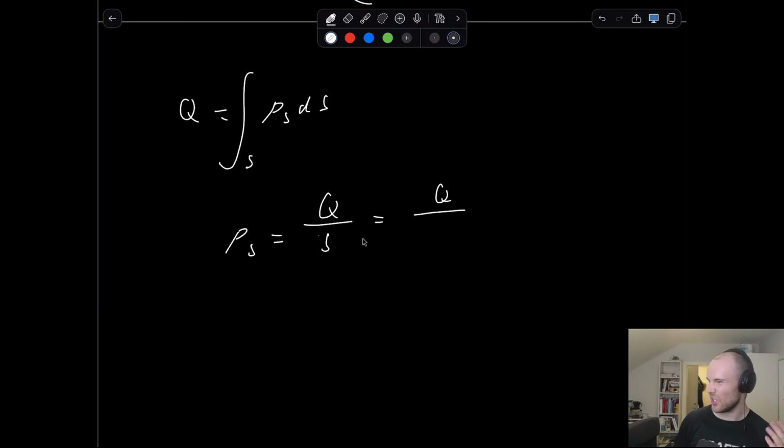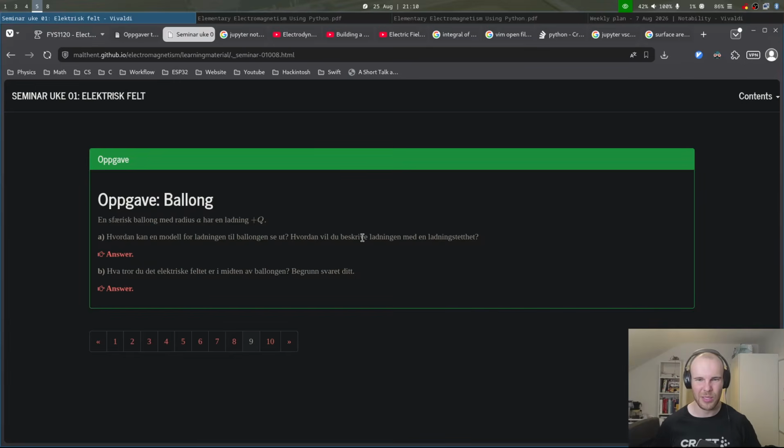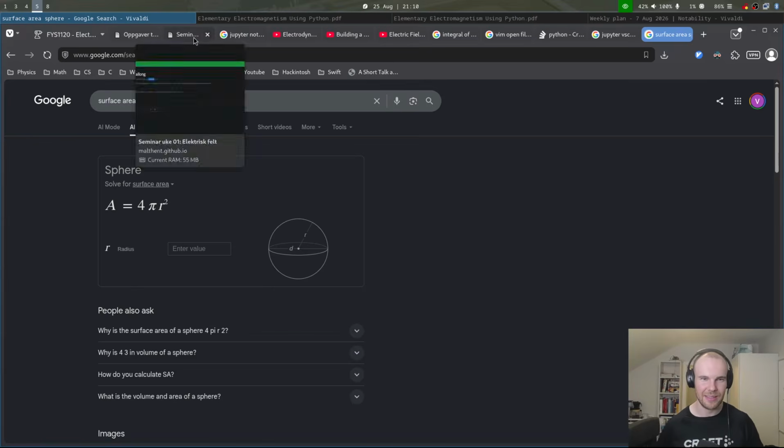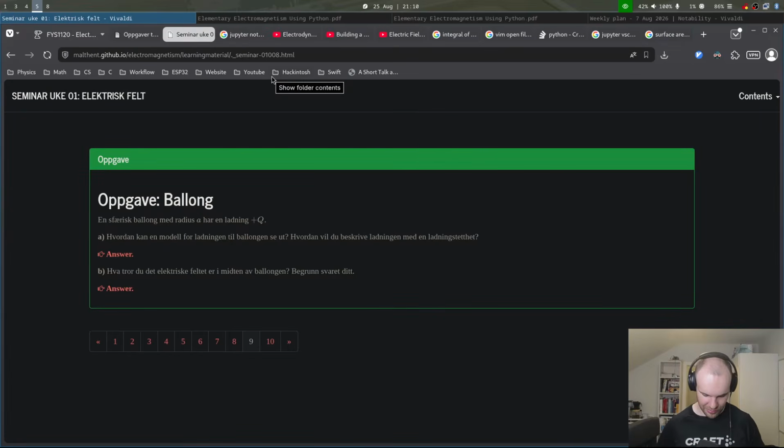What is the surface area again? It's something like 2 pi r squared, is it? I never remember that one. I searched it last time. It's 4 pi r squared, is it? Luckily, I don't need to. Now I think I will remember it. So it's 4 pi, and then of course we have a, so it's just a squared.